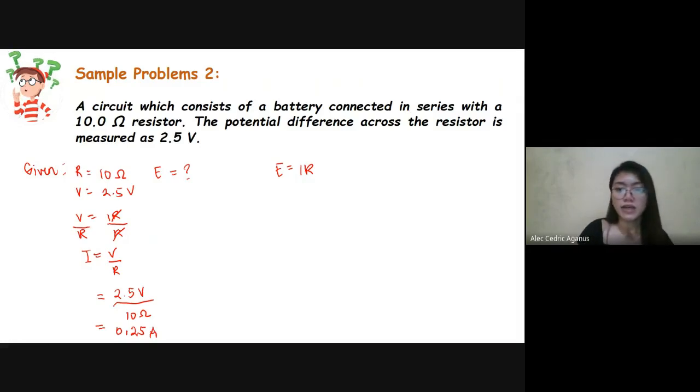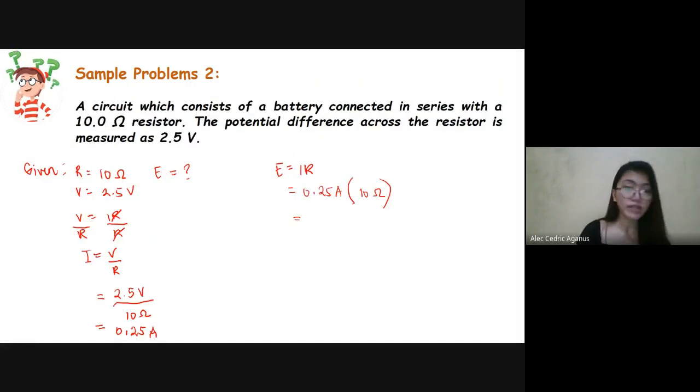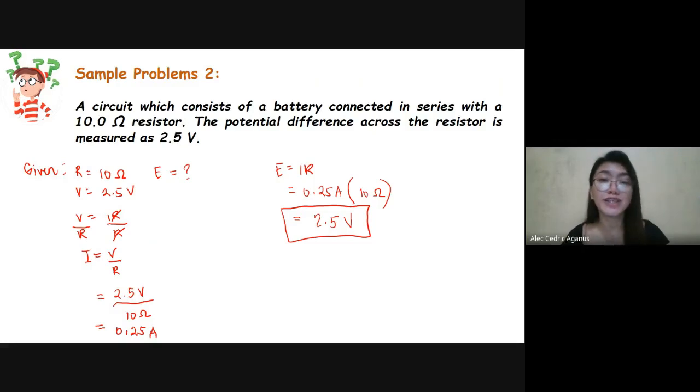Now, we have 0.25 amperes times R, 10 ohms. So 0.25 times 10 is 2.5. And then the unit for electromotive force is, of course, volts. Therefore, the value of the electromotive force in this example is 2.5 volts.